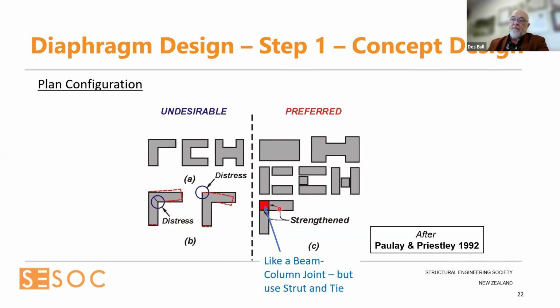If we have an L-shaped building, just remember that this area in here, the red area, is actually behaving like a beam column joint. We don't design it as a beam column joint, we do strut and tie, but the shears and the amount of steel that we need in that area, it's just like a knee in a portal frame. It's working very, very hard.